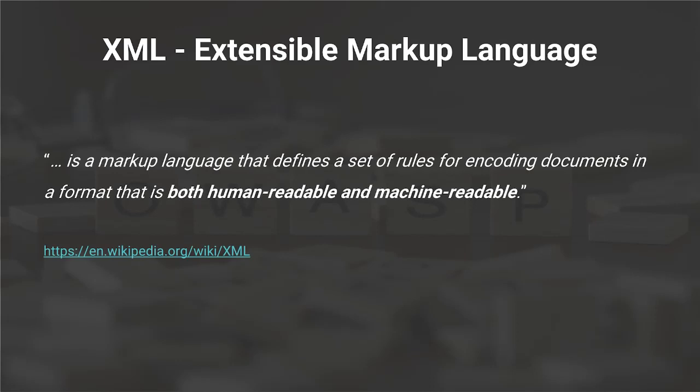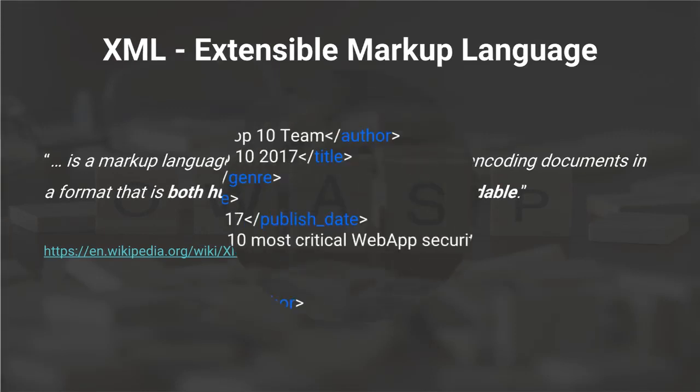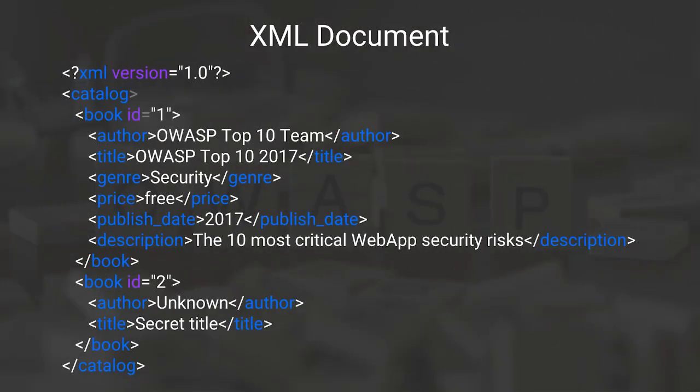XML, or Extensible Markup Language, is a markup language that defines a document format that is both human and machine readable. How does it look? As you surely agree, this is definitely human readable. We have a books catalog with two entries: Book ID 1, the OWASP Top 10 2017 edition with several metadata, and Book ID 2 just with information about its author and title. This format is also machine readable by a specific type of software, processors.